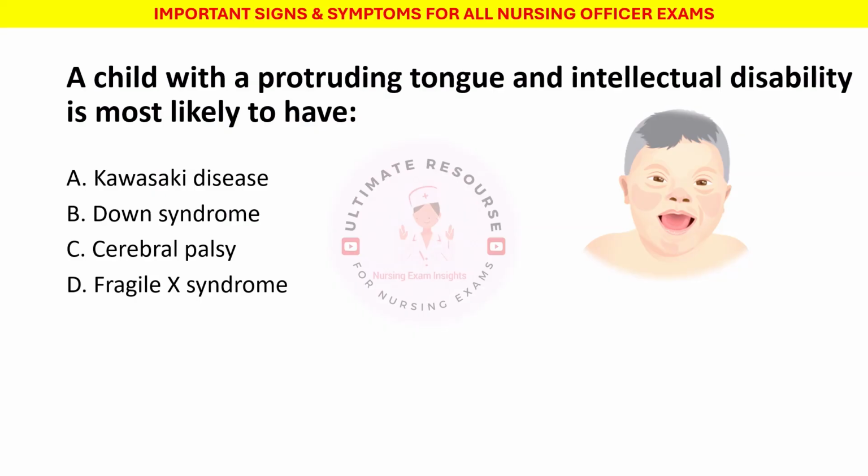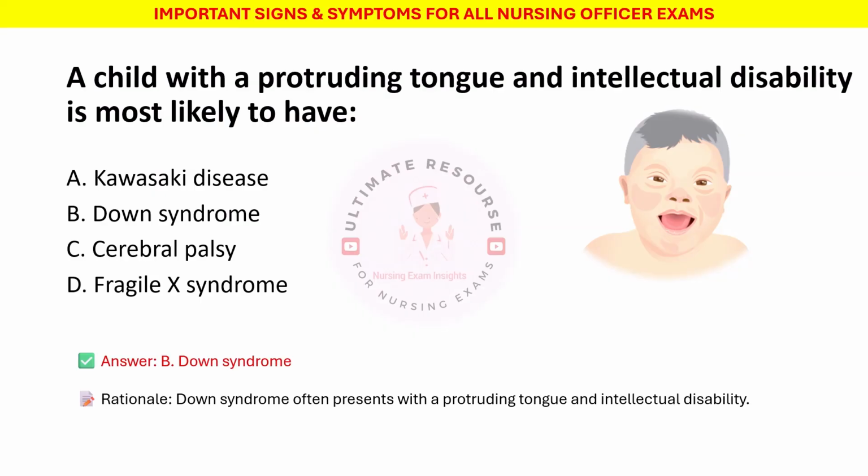A child with a protruding tongue and intellectual disability is most likely to have. Options are A. Kawasaki disease, B. Down syndrome, C. Cerebral palsy, D. Fragile X syndrome. The answer is B. Down syndrome. Down syndrome often presents with a protruding tongue and intellectual disability.